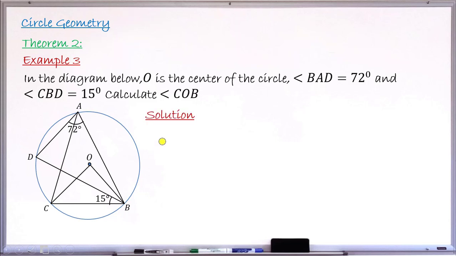Solution to this very problem, what you do first, you just mark that angle that you wanted to find finally. That is the angle COB. Let me just mark it, look at it in red. It is this angle that we need to find finally. But I have this angle 72 and I have this angle 15 degrees. So let me just look at how you can now make use of these two angles given in order to find the size of this very angle.